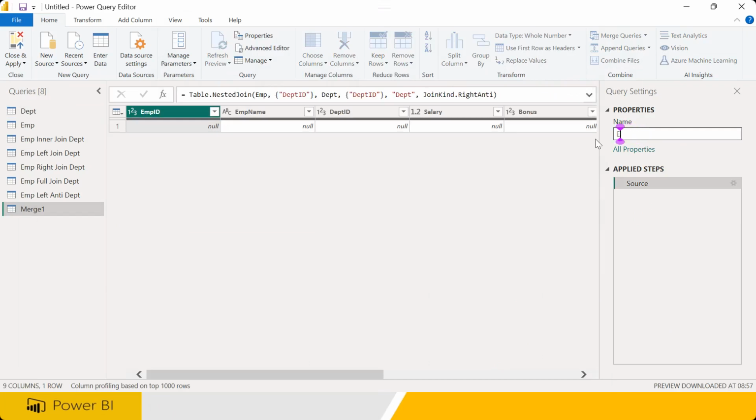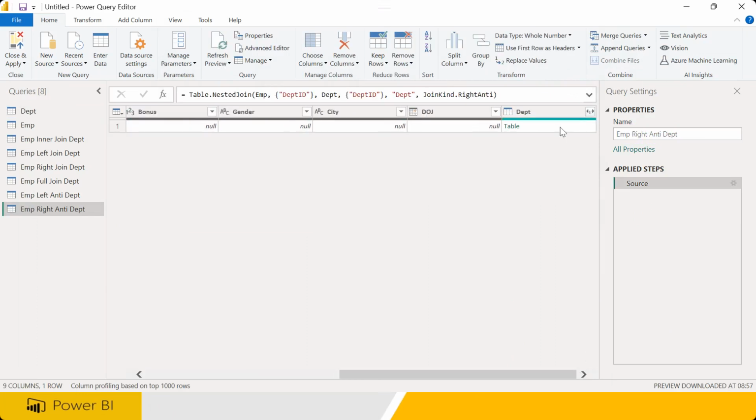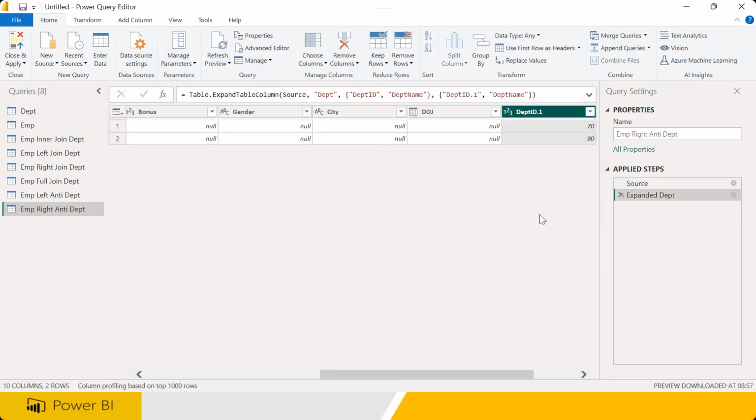Now this will be your employee right anti with the department. Unmatched data from the department table will come. You go expand this column. So you have two departments where no employees are working.